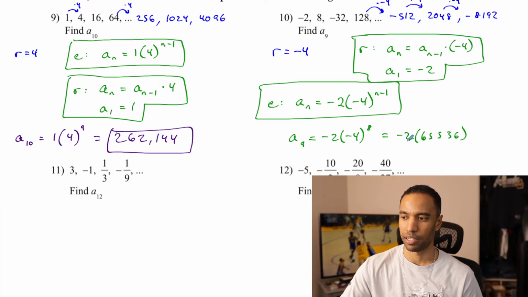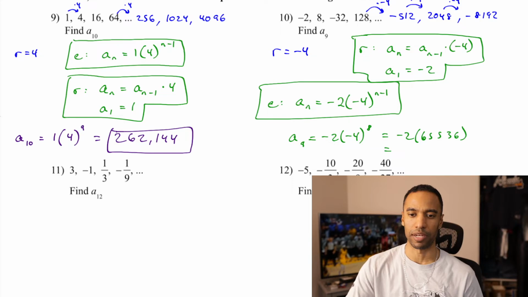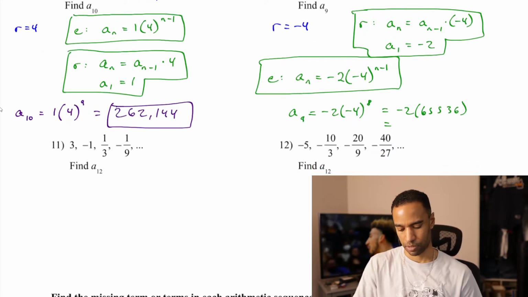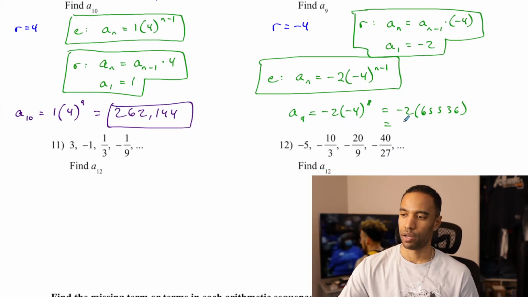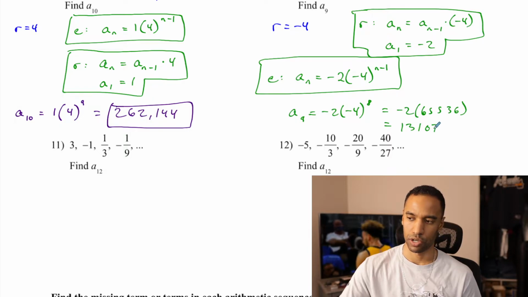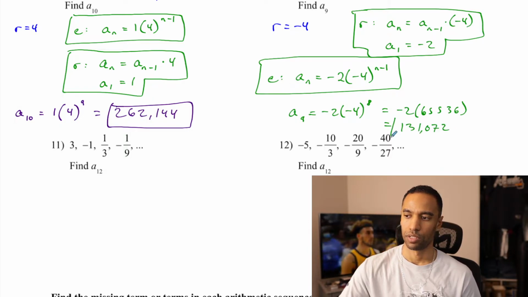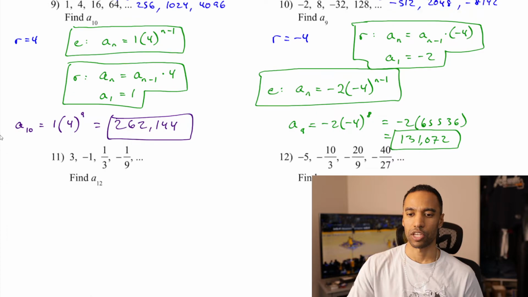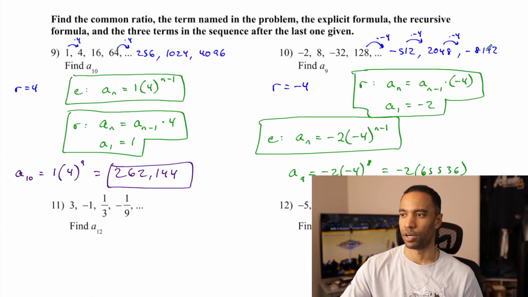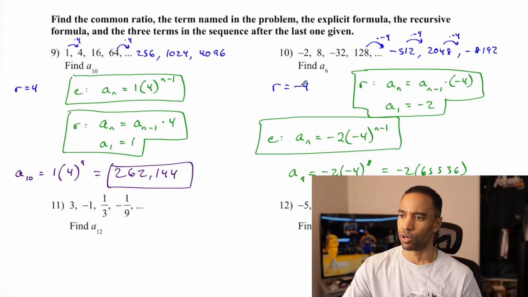Don't let that part be negative. And then this answer finally will be negative, or ultimately. So times negative 2 is 131072. Which I guess would have been this times negative 4 times negative 4. Now, wait a second.